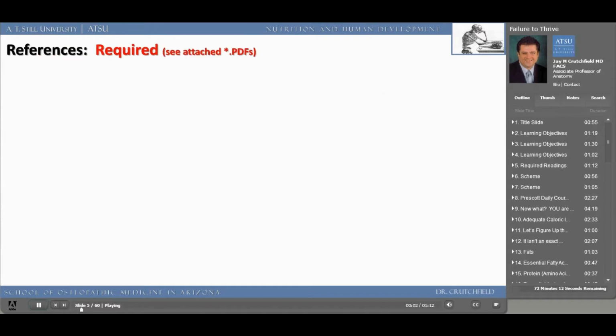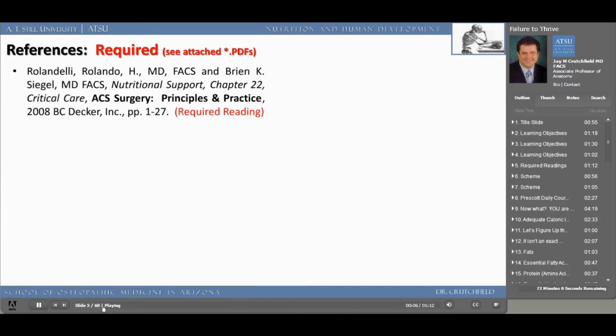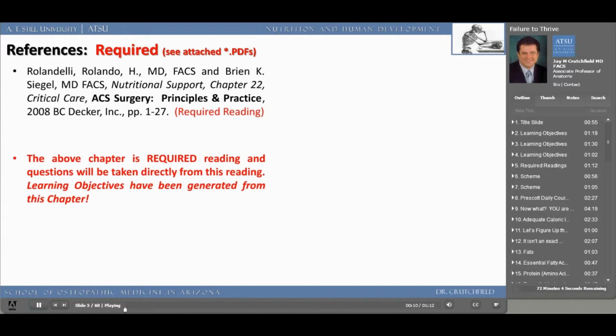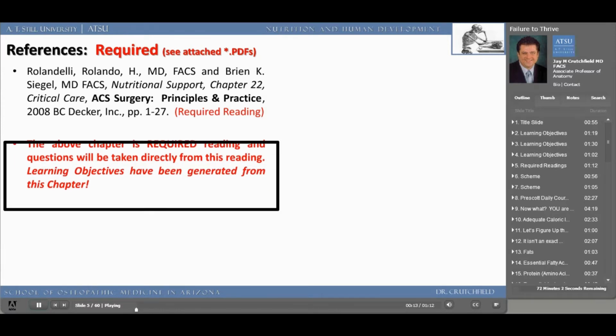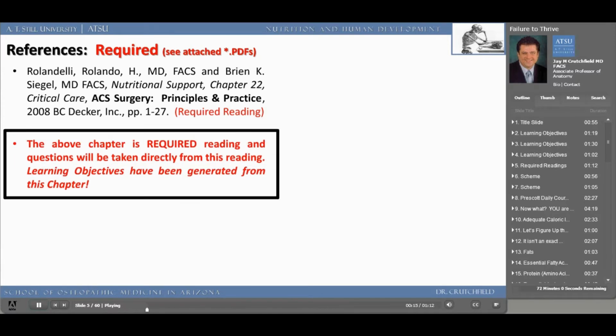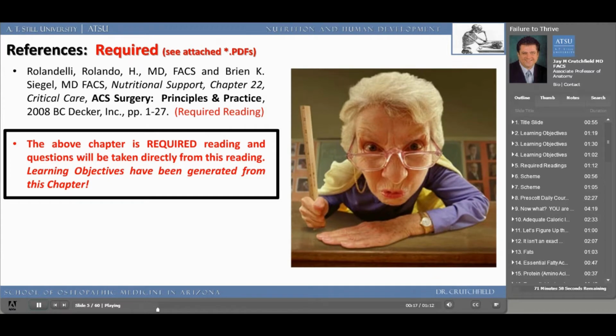Okay, let me be very blunt about this one. You need to read this chapter, and I've attached it to this presentation. This is required reading. This isn't optional, and any questions can be taken directly from this reading, whether I cover it in the presentation or not. So you need to read this chapter and use it in conjunction with the information that I give you in this presentation.